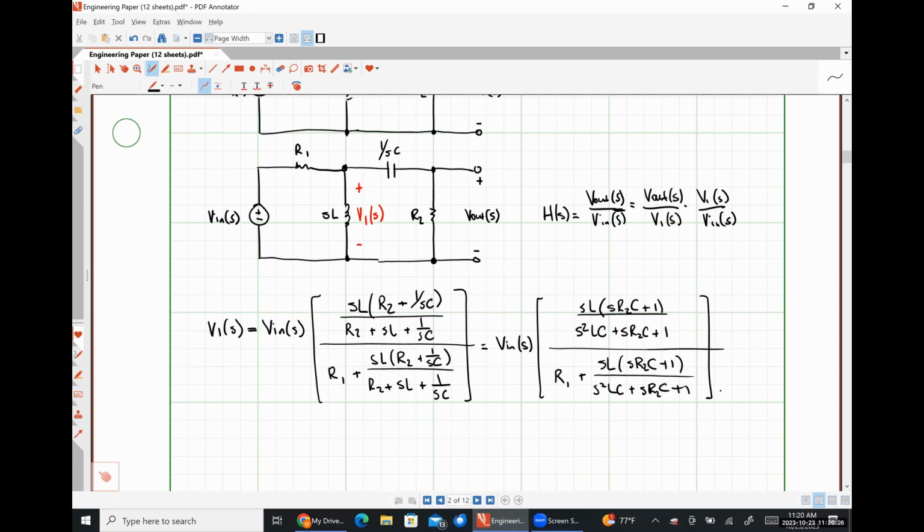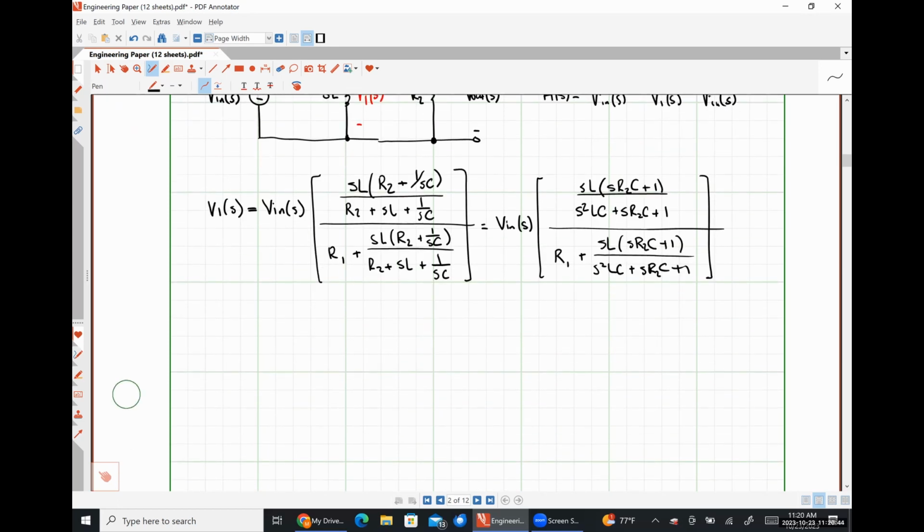Now, what I'm going to do is multiply R1 by the denominator of my denominator, over that same thing, so that I have a common denominator here so that I can get rid of things. Right?